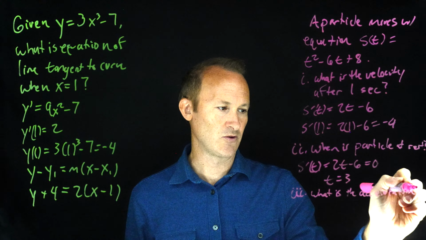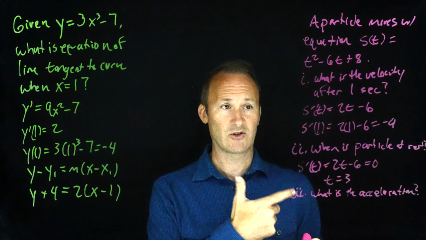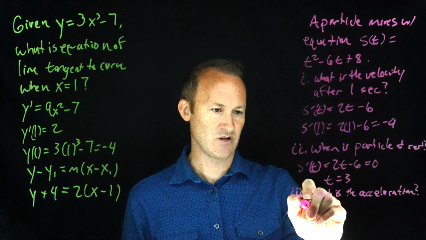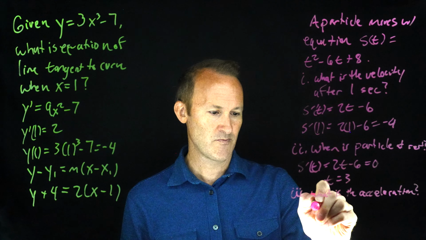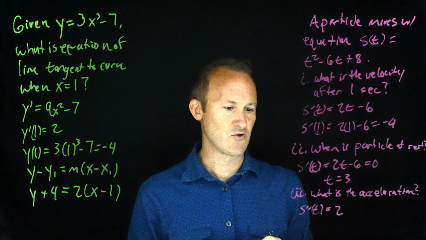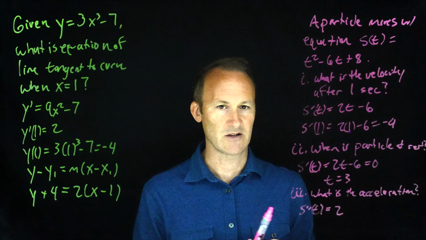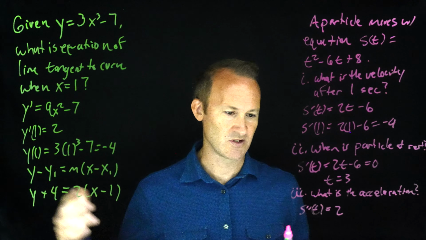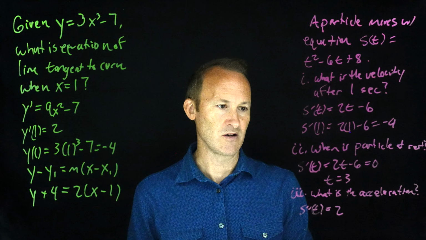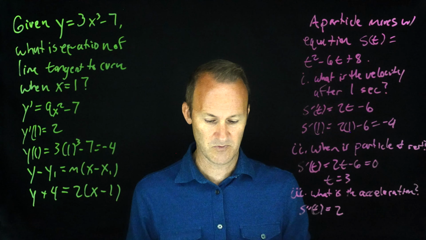Okay, let's just say generally what's the acceleration? Well, the acceleration is the second derivative. It's the derivative of velocity. So we actually need s double prime of t, and that's just simply 2. So it's accelerating at 2 meters per second squared. It's got some initial push backwards, and then it's gradually accelerating forward because the derivative of 2t is 2. Okay.